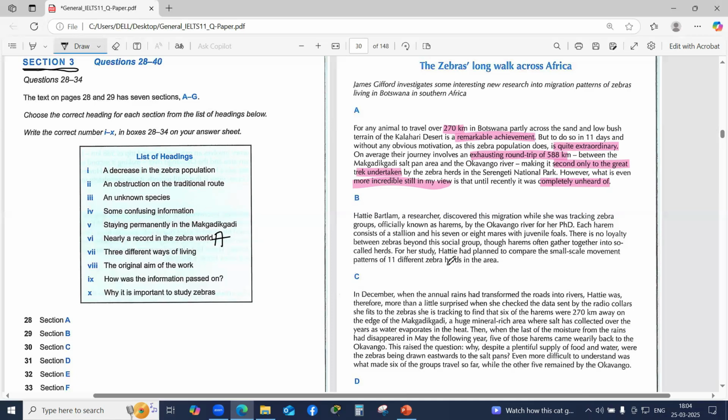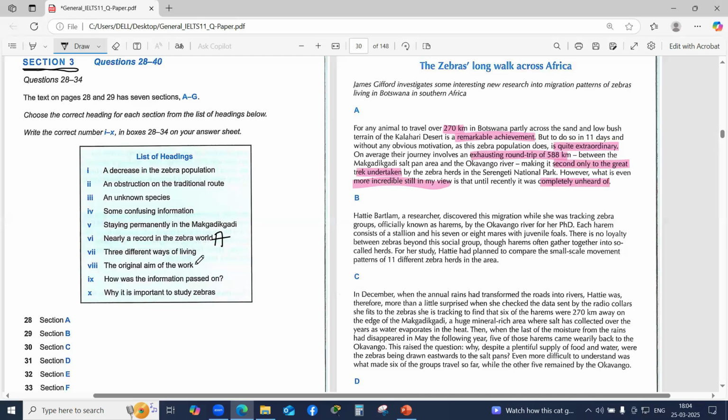Remarkable achievement, extraordinary, unheard of, incredible, 588-kilometer round trip. So all this is giving us the answer clearly. It is A. You can check the other four below A, that is below Roman number 6, and also see whether it is matching, just for the safety side.